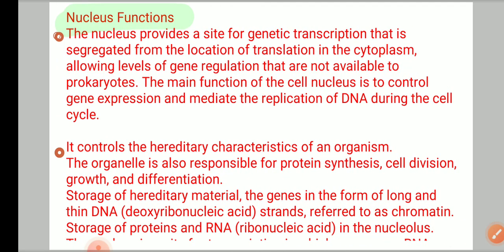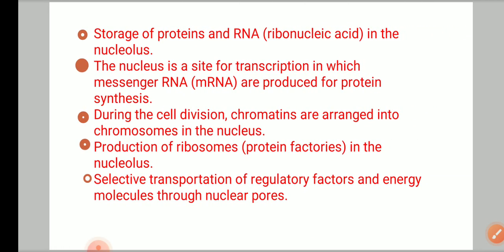Function of the nucleus: the nucleus is a site of genetic transcription, and it also helps control the hereditary characteristics of an organism. It is responsible for protein synthesis, cell division and cell growth and differentiation. The nucleus also helps in the formation of ribosomes. The nucleoplasm is the part of the cell that contains genetic material and controls cytoplasmic structure and function. This is all about the nucleus.